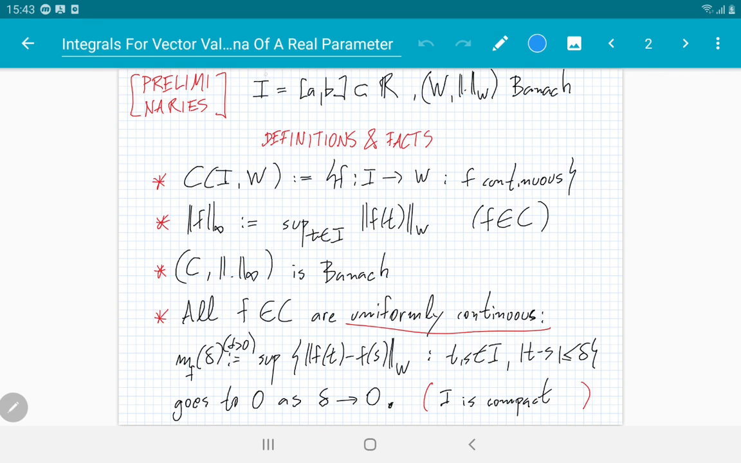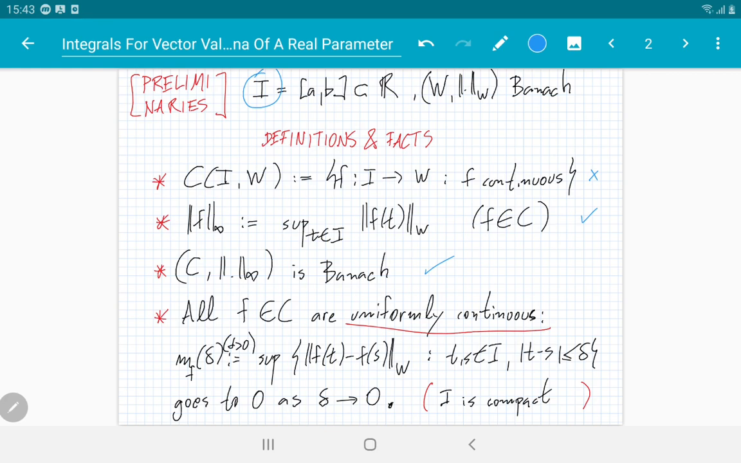I is going to be a compact interval of the real line. W is a Banach space with its norm. We have the set of continuous functions from I to W. We know that this set is a vector space with an appropriate norm that we saw in some previous lecture. And we also know that C, right? C is always going to be C from I to W with this norm as a Banach space.